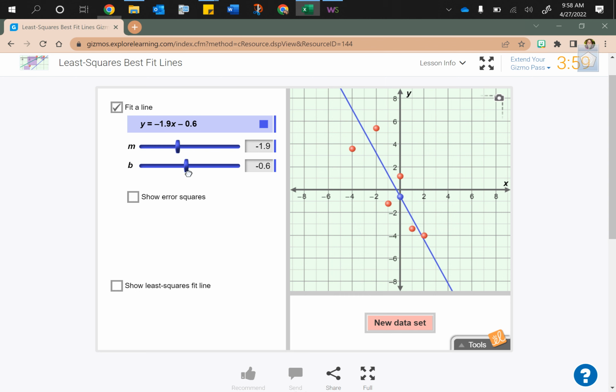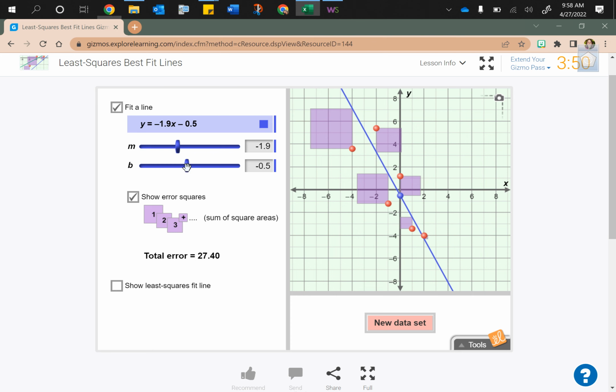And that's where the error comes into play. Now check this out. When we square the errors, here's what it looks like. Okay? So the distance from each point to each line is going to be the error squared. So right now this line has a total error of 27.4.